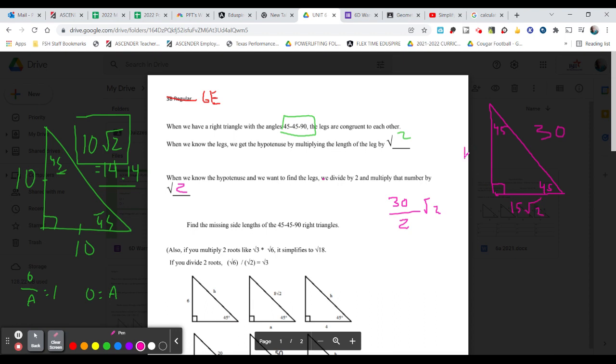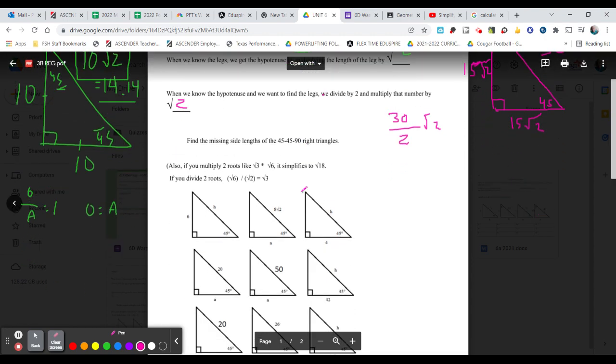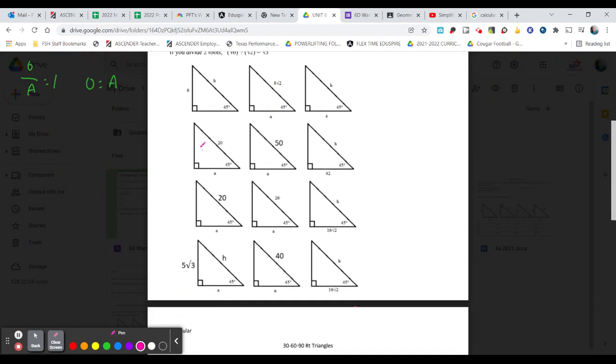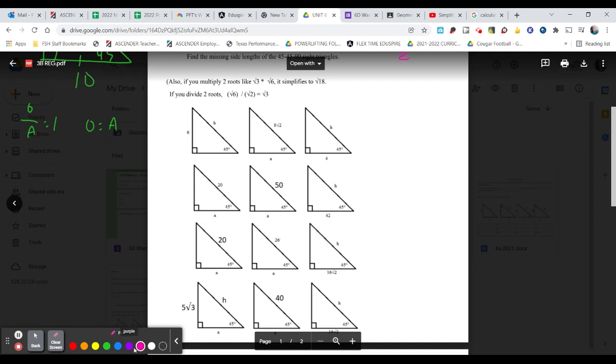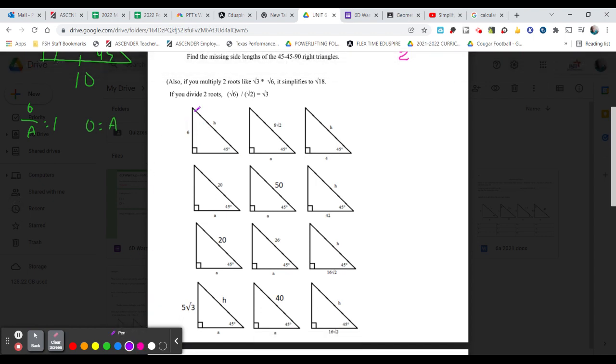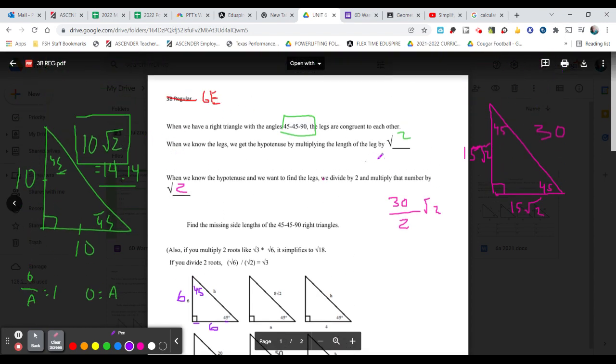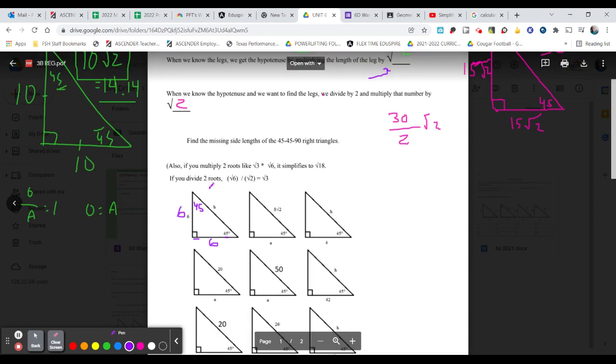Again, you don't have to do it this way. If you want to do sine, cosine, tangent, that's fine as well. But this is just a nice little shortcut for you. Coming down to these practice problems, we'll look at these first two. This is a 45, 45, 90 right triangle. This is 45, this is 90, and the angle up there is 45. So we know the legs are equal. This leg is 6, so this leg is 6. The hypotenuse, following the rule, is 6 times the square root of 2.